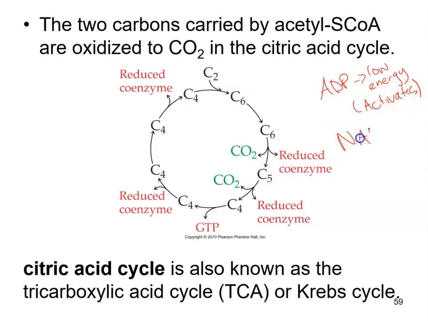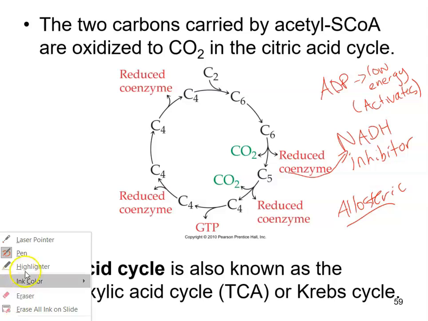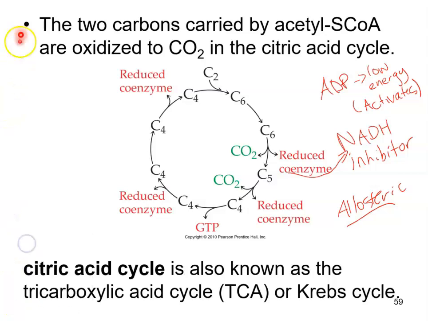NADH, that means it is a reduced coenzyme, right? That is actually an inhibitor. So if we have a lot of reduced coenzymes, we don't need to make more, right? So we're going to slow this down. So these both work as allosteric inhibitors or activators in different parts of this process to make this go faster or slow it down.